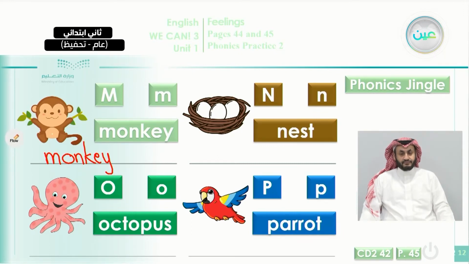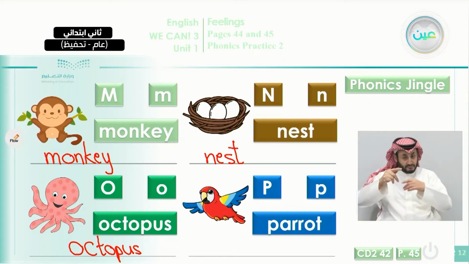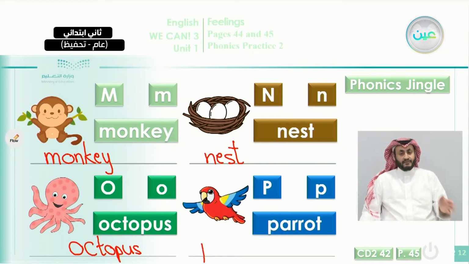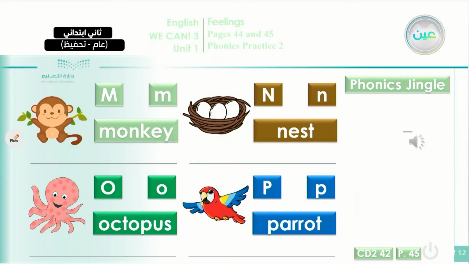Let's write nest. N, E, S, T. Okay, octopus starts with O, as we said, O, C, T, O, P, U, S. Okay, the last one is parrot. P, A, double R, O, T. Okay. Okay, now let's move to the next slide.